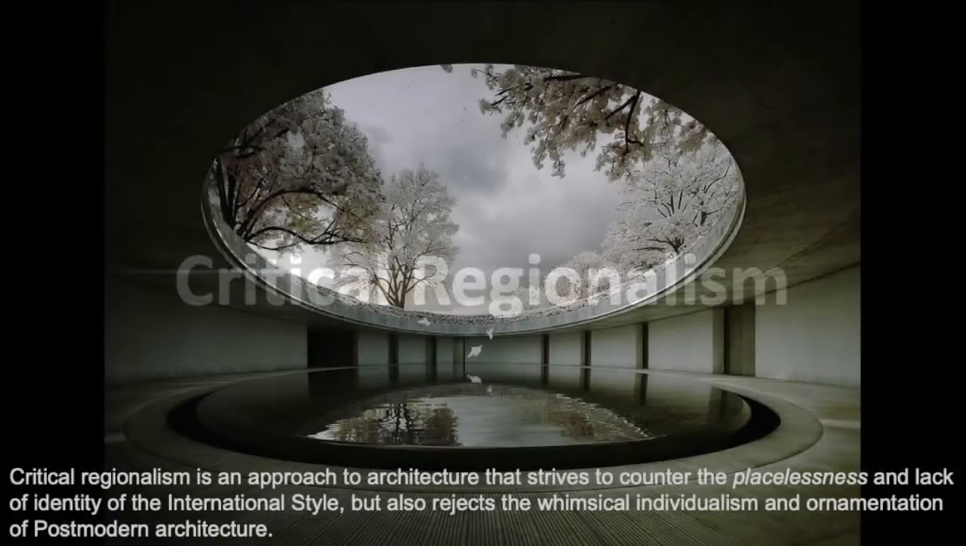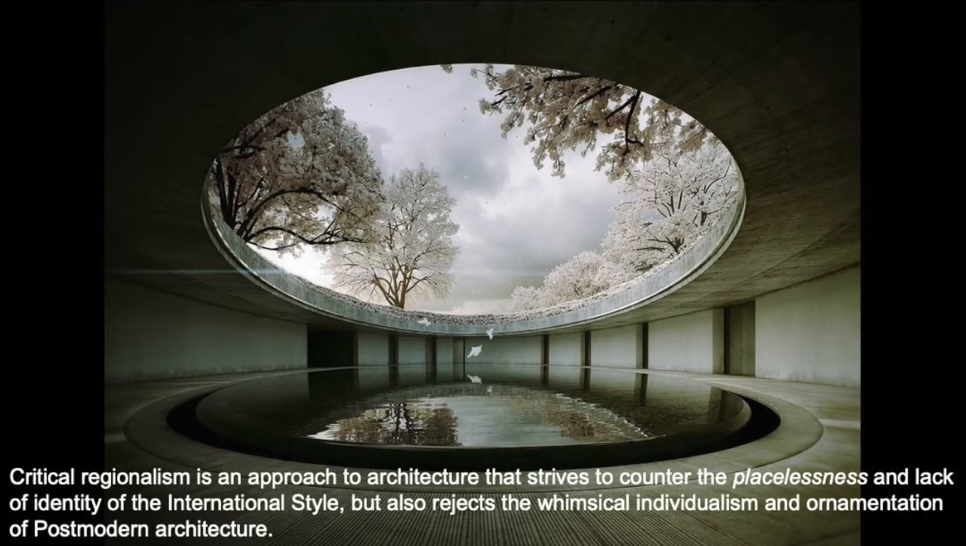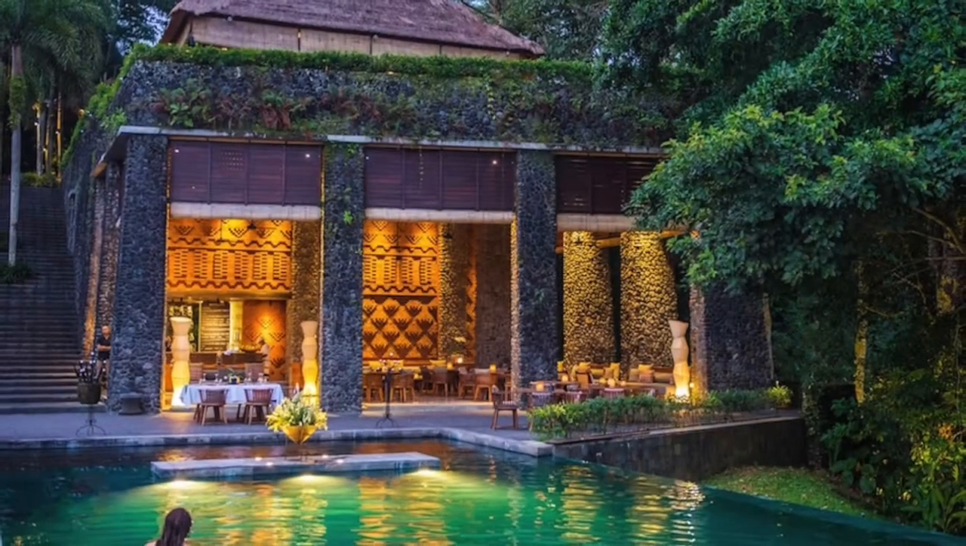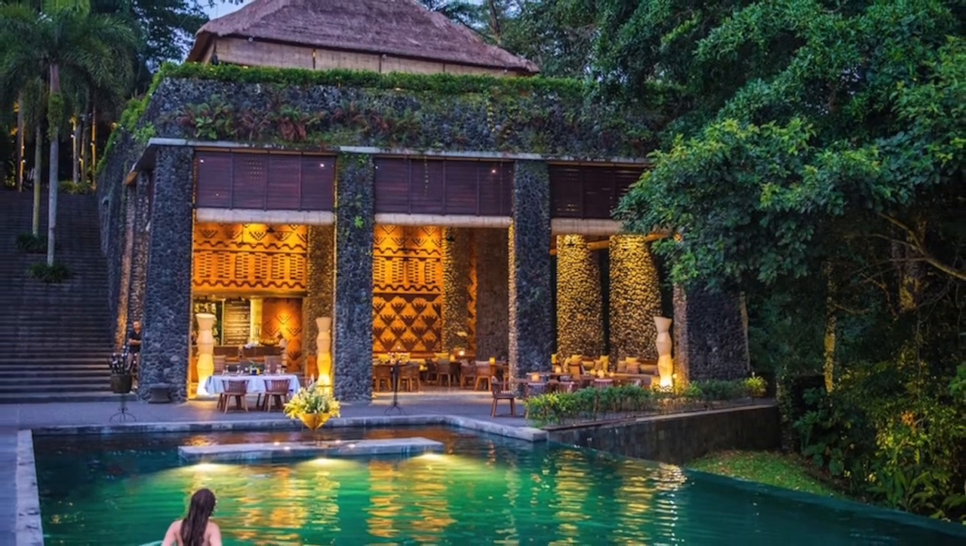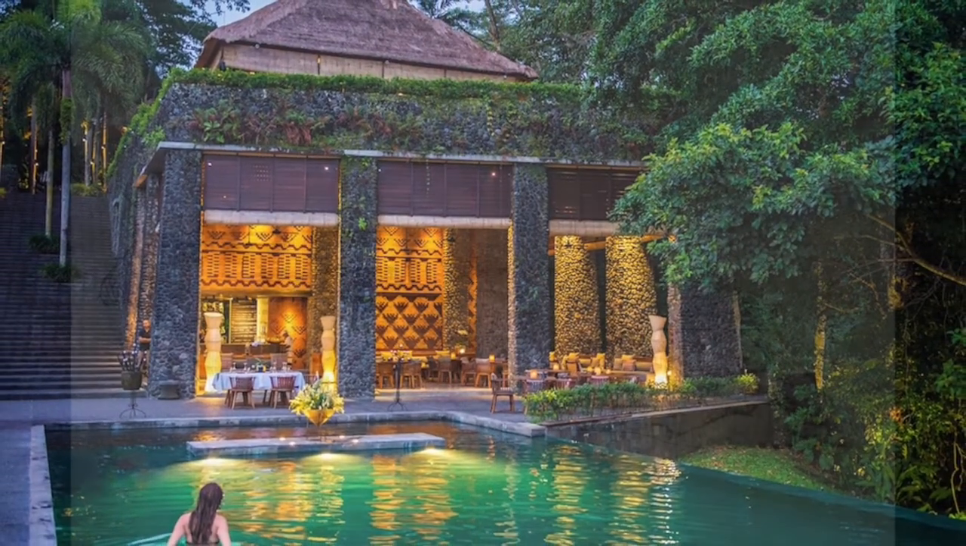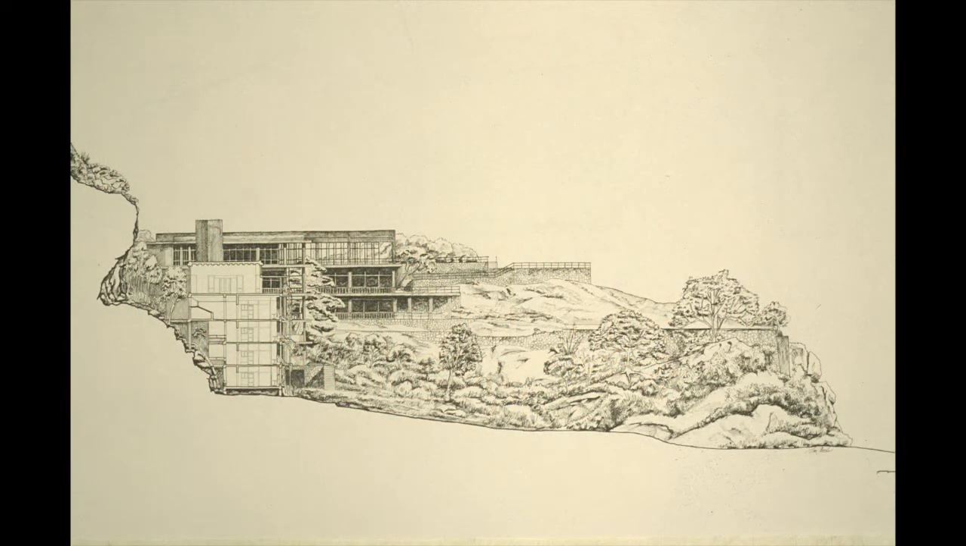Critical regionalism. Critical regionalism is an approach to architecture that strives to counter the placelessness and lack of identity of the international style, but also rejects the whimsical individualism and ornamentation of postmodern architecture. Understanding of critical regionalism is necessary since it will form the basis of the design approach addressed in the studio.